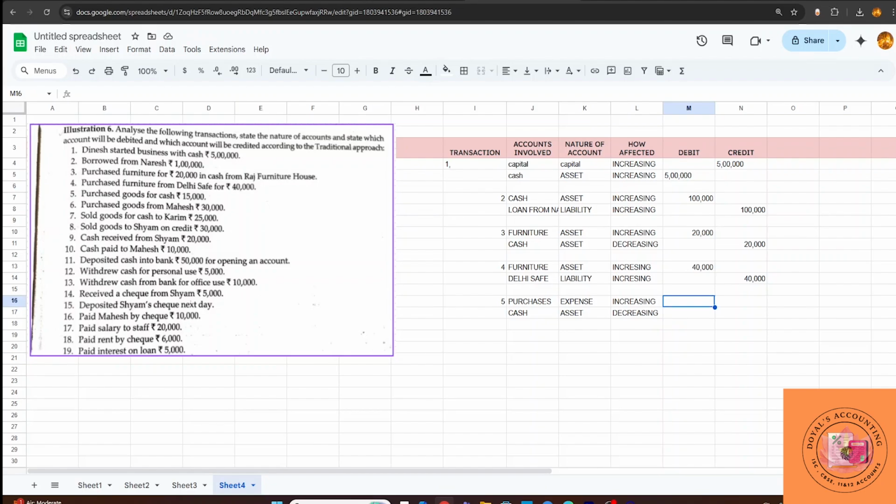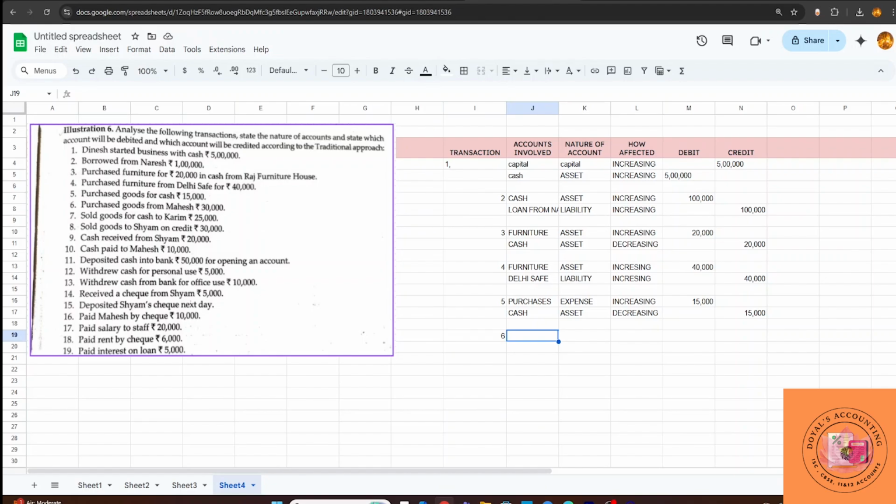So expense is increasing, and expense by nature is a debit account. It has an opening debit balance, so that is why any increase will be put on the debit side, and thus it will be debited. And cash is also a debit account, but it is decreasing, and any decrease of an asset will be shown on the credit side. So 15,000 will be credited.